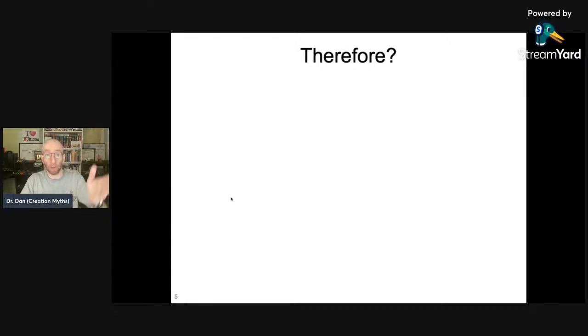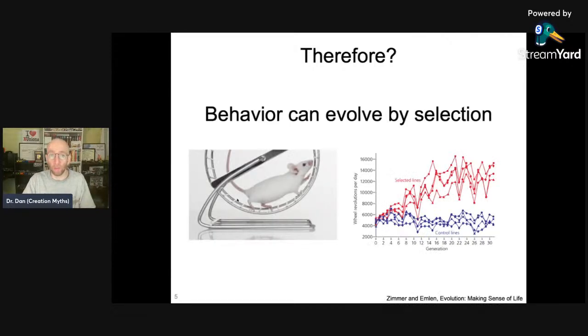Now, what are the implications of this? If we have specific alleles that affect specific behaviors, the implications are that behavior can evolve via selection. You can impose a selective pressure for or against specific behaviors, and that's going to lead to a change in the frequencies of the alleles that promote those behaviors. And this figure shows the results of a simple experiment that demonstrate this point.